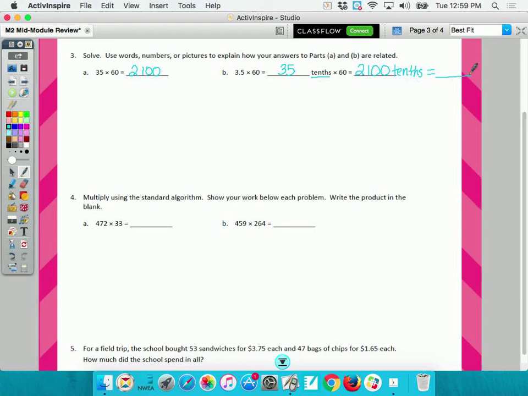Emily, 2,100 tenths is equal to what in standard form? 210, right? Because you're going to underline one digit and place the decimal. Okay? Now, explain that to me. What do we do? Were the digits all the same? Yes. Okay, let's put that. The digits were all the same.